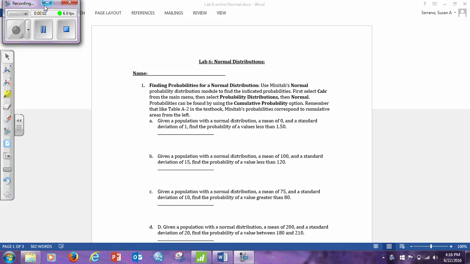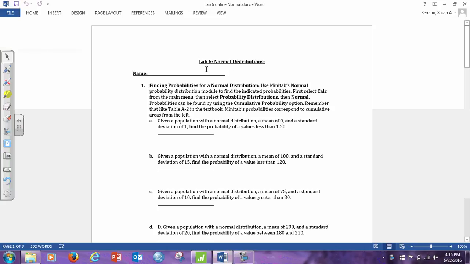Okay, so now we're getting ready to look at lab 6, which is the normal distribution. This goes with the lecture that you saw for chapter 5. In the first problem here, we're going to be looking for probabilities. When we're looking for probabilities, we're going to go to probability distribution, then normal, and then use cumulative probability. Remember, cumulative probability stands for area to the left or probabilities that are less than.